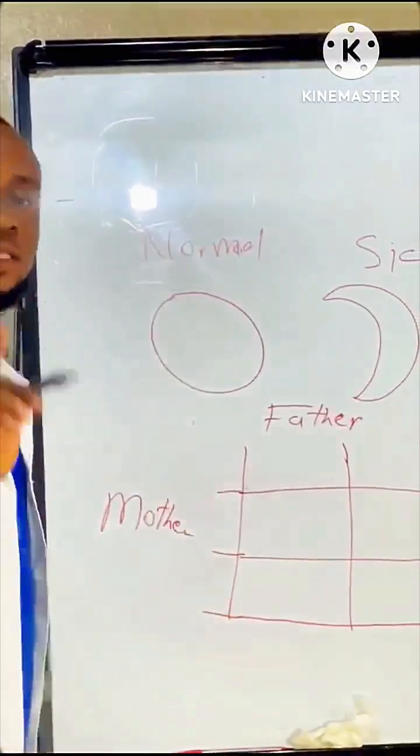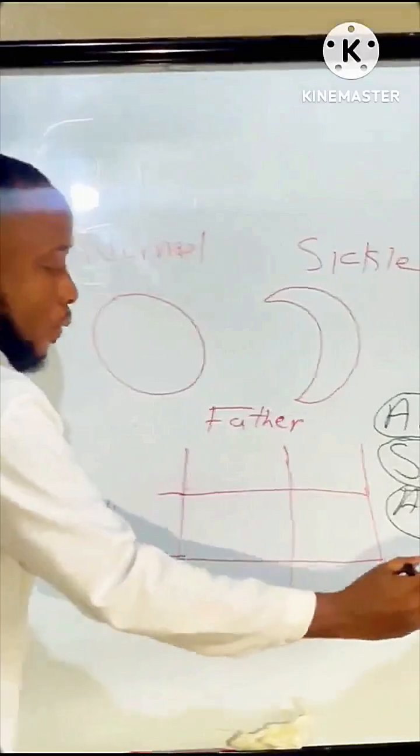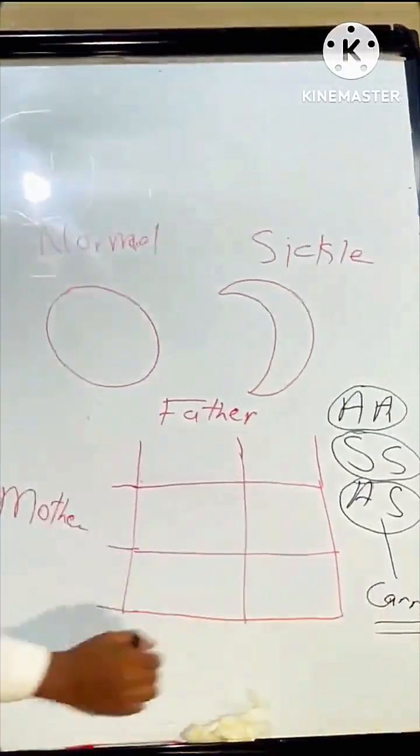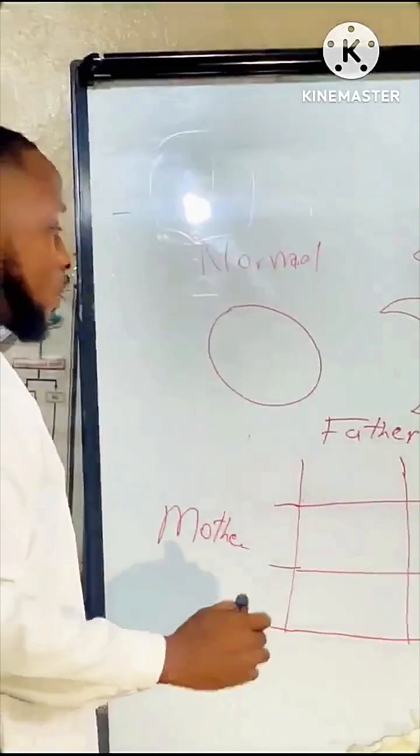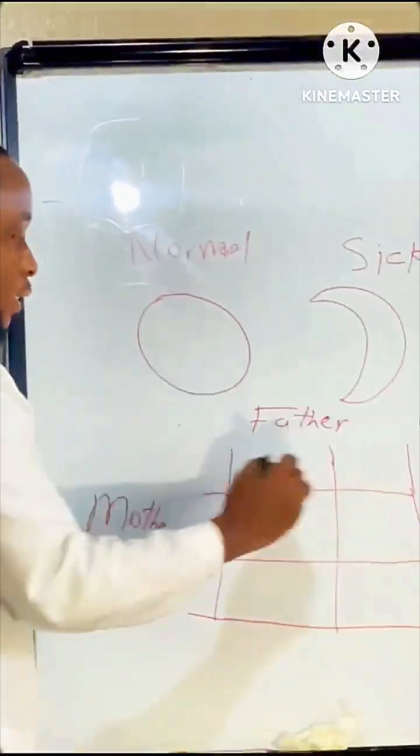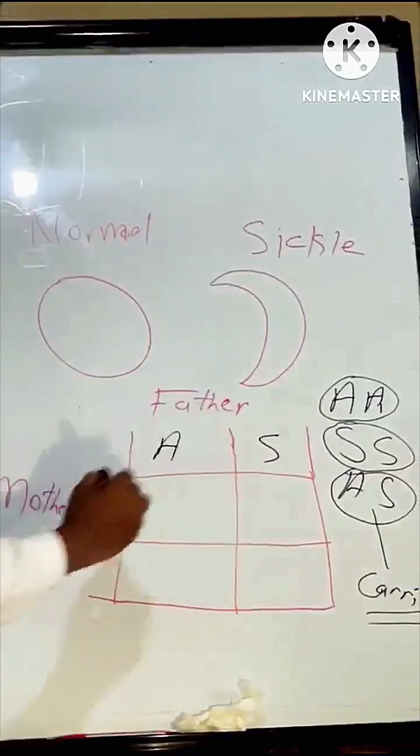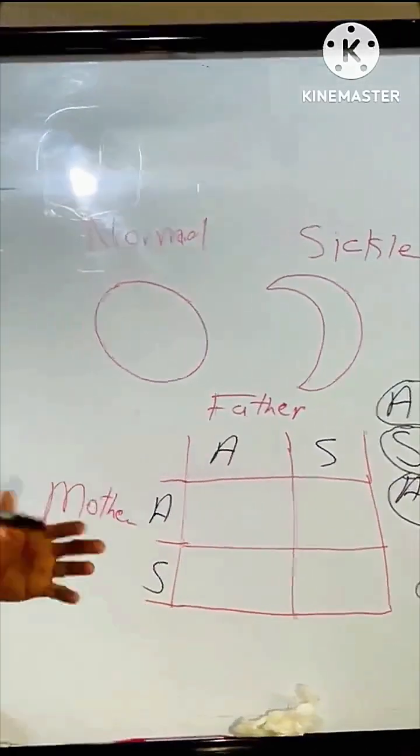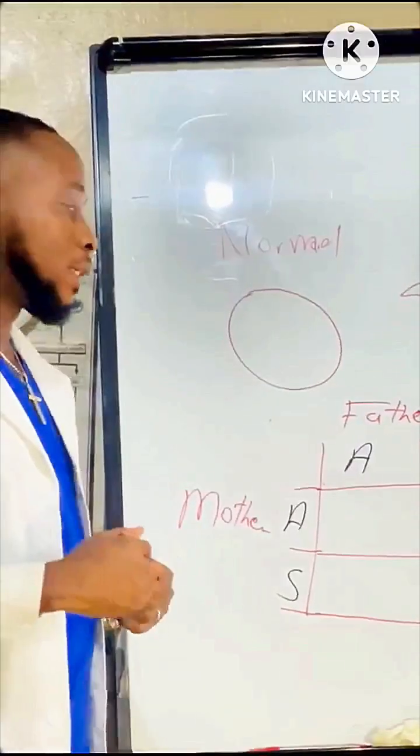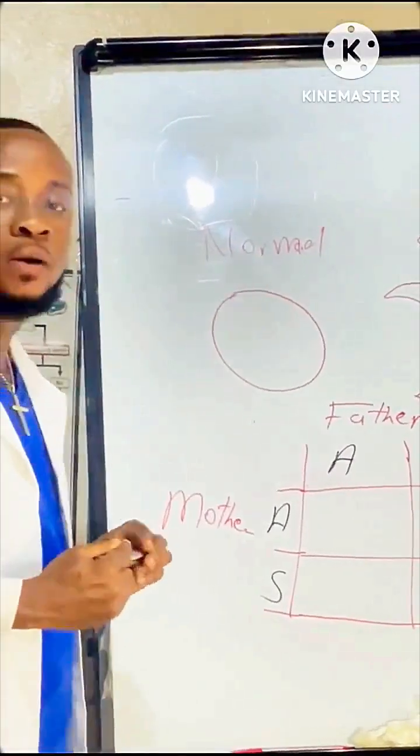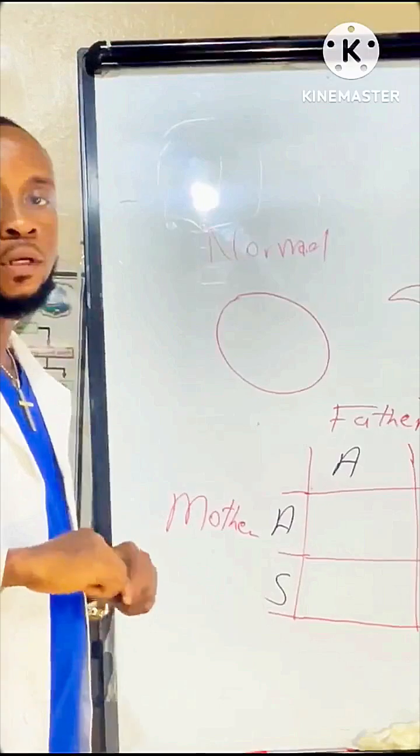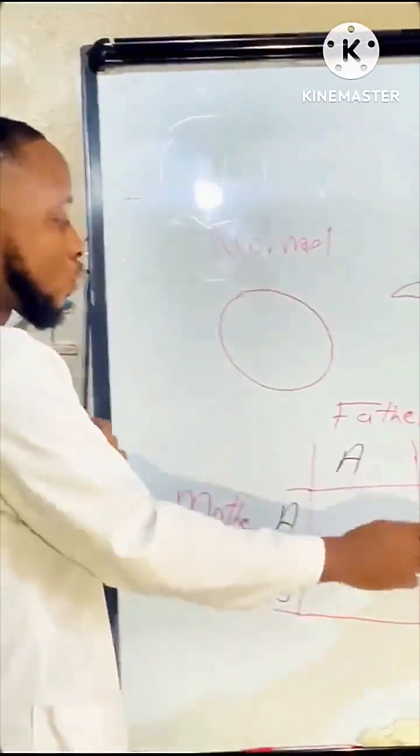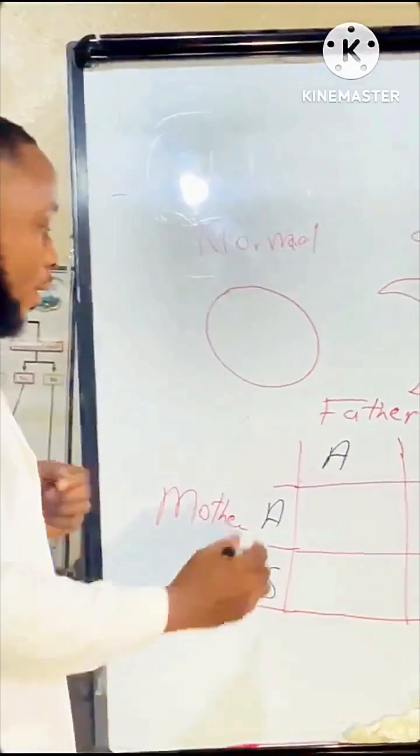So now let's take for instance that both parents are carriers of the sickle cell gene, which is AS. So the father has AS, the mother has AS. What's the possibility or probability, in percentage, that the parents will have a child with sickle cell? So let's assume they will have 4 children, which is 1, 2, 3, 4. Let's look at it there.